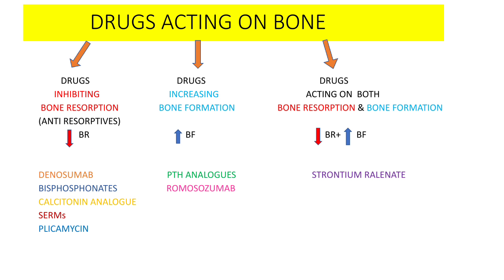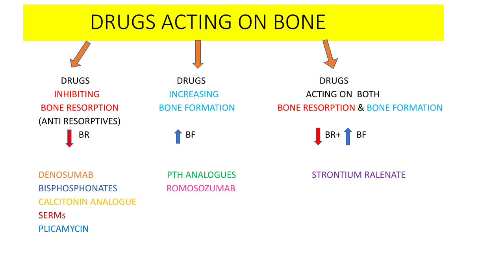The drugs acting on bone can be classified into drugs inhibiting bone resorption, drugs increasing bone formation, and drugs acting on both bone resorption and bone formation. Drugs inhibiting bone resorption, as seen before, are also known as anti-resorptives, and the drugs which belong under this group are Denosumab, Bisphosphonates, calcitonin analog, SERMs and Plicamycin.